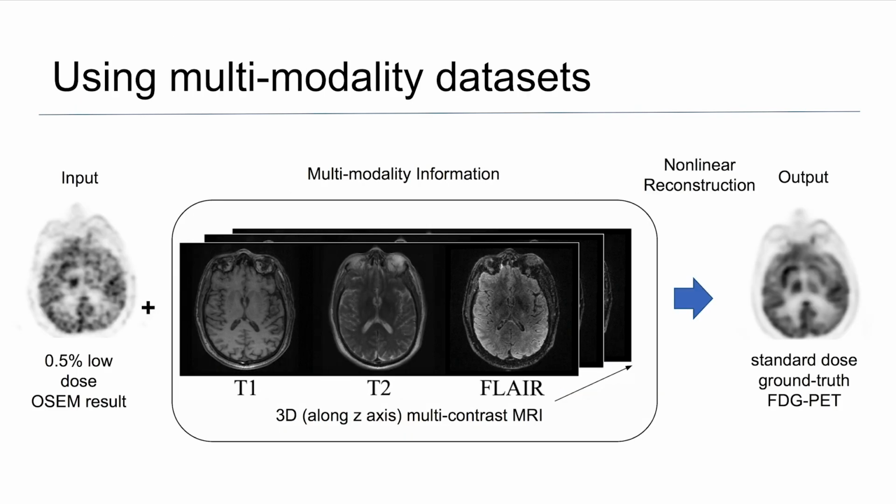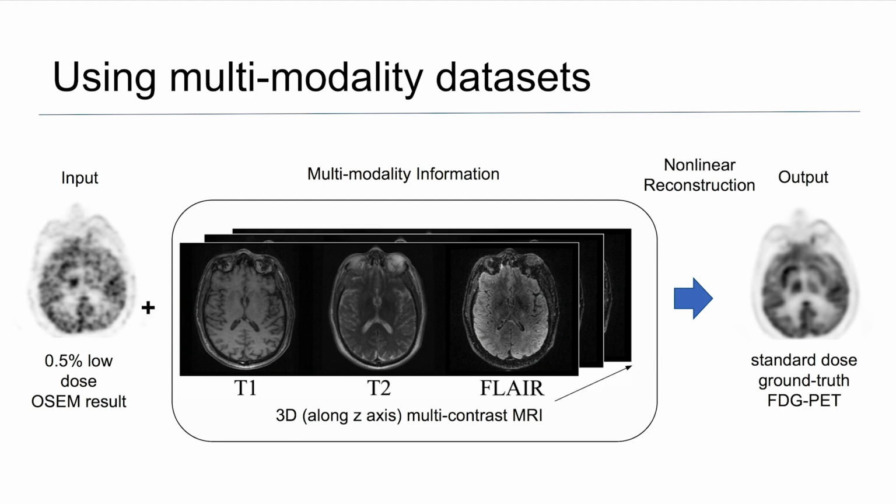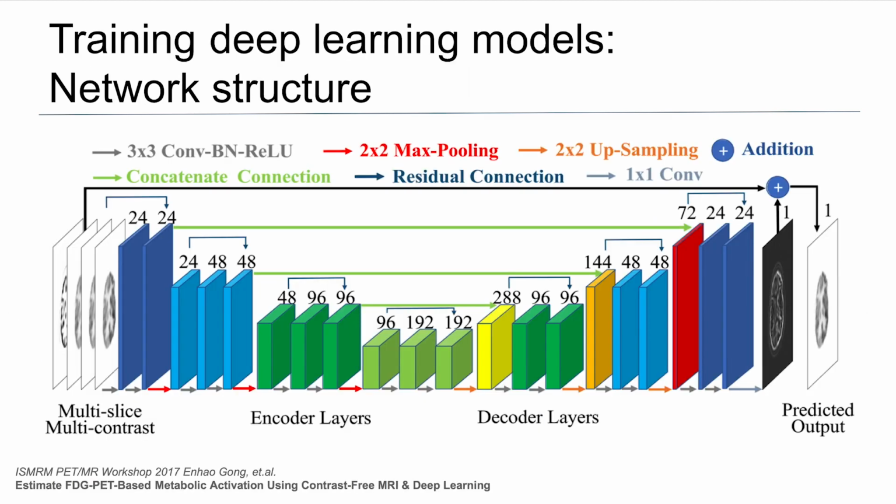And also, as I mentioned, we use multimodality information, also demonstrated in this image. On the left-hand side is the 0.5% low dose, and in the middle, we show 3 contrasts from MR. So basically, we're using the 3D multi-contrast MR to provide much better resolution information. And both the PET and the MR are used as input to map to the image on the right-hand side. So this image shows the network structure we were using.